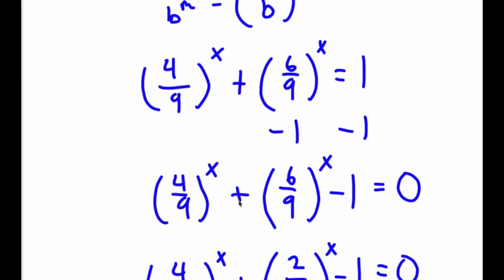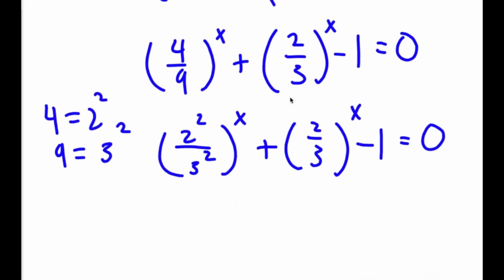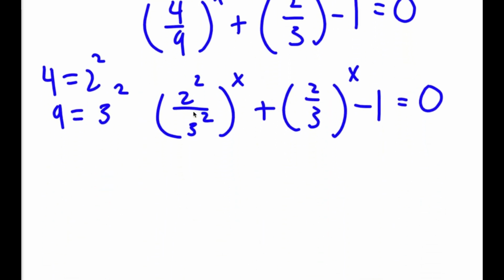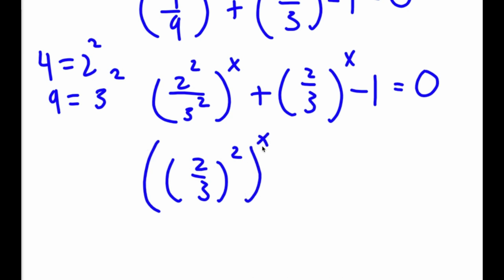Now remember, if I have something in the form a to the power of m over b to the power of m, this is equal to a over b to the power of m. So right here I have 2 squared over 3 squared, and this would equal 2 over 3 squared to the power of x.